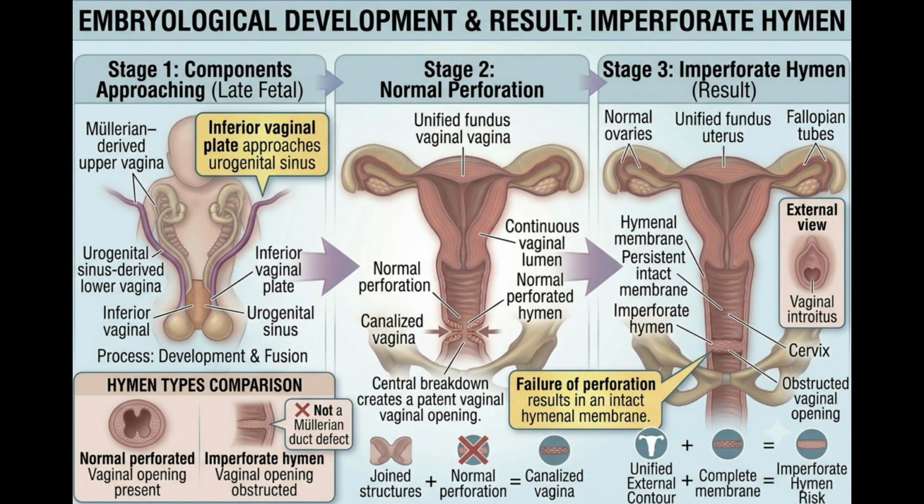Another important congenital anomaly is the imperforate hymen. Unlike the previous abnormalities, this condition does not involve the Müllerian ducts. Instead, it results from failure of the inferior portion of the vaginal plate to perforate during late fetal development. Because the hymenal membrane remains intact, the vaginal opening is completely obstructed.